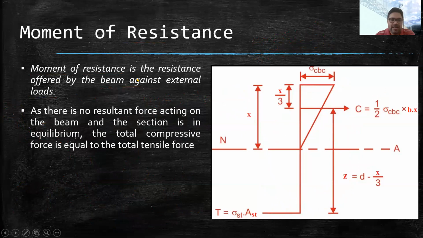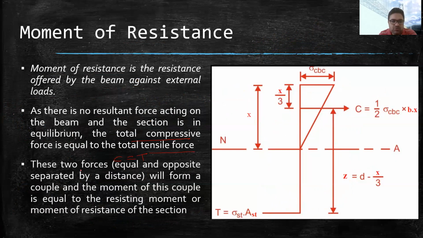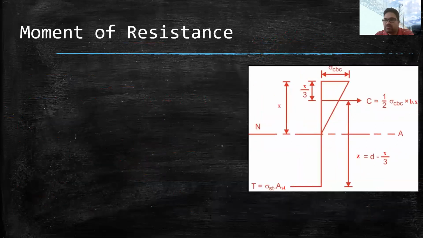So as I said, as there is no resultant force acting on the beam and the section is in equilibrium, the total compressive force is equal to the total tensile force, which is C is equal to T. And these two forces which are equal and opposite, separated by a distance which is Z, will form a couple, and the moment of this couple is equal to the resisting moment or moment of resistance of the section. So this we will see now. How do we find out the compressive force?